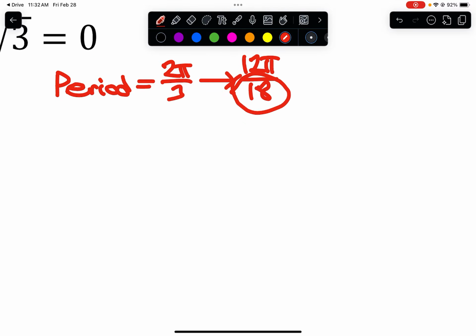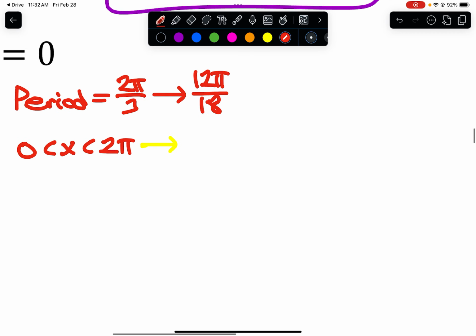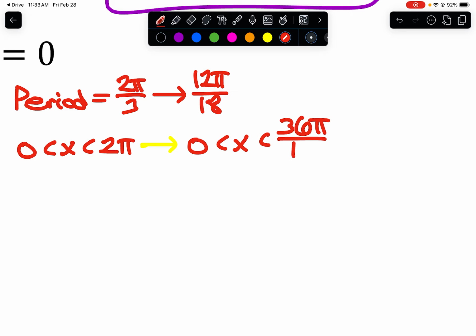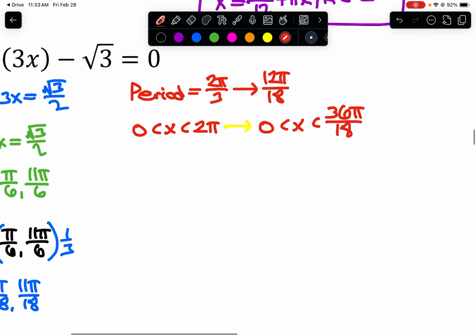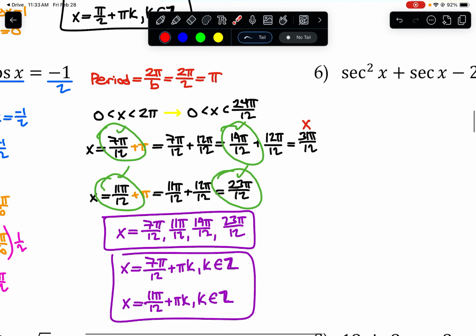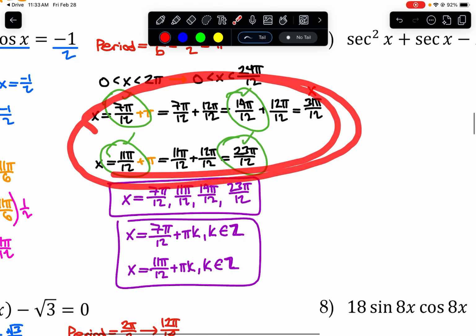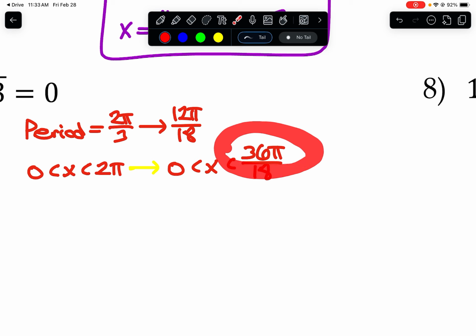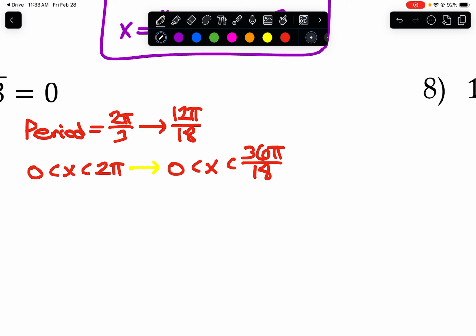If I'm over a denominator value of 18, my domain, personally this helps for me, but you don't have to do this part. I like to visualize what the new domain is going to be. If I have a denominator of 18, that means I can go up to 36 pi over 18, which is still 2 pi. So when I'm looking for more solutions using the period, I know the numerator value cannot exceed 36. That's how I know when to stop.